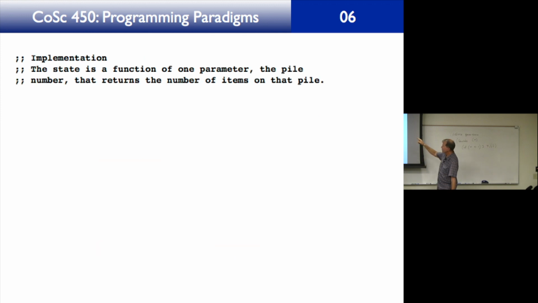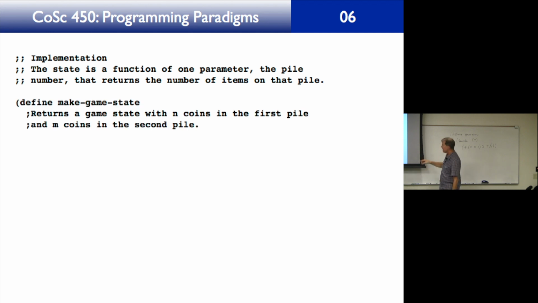The state is a function of one parameter, the pile number, that returns the number of items in that pile. So here, can you tell me? Define make game state. Returns a game state with n coins in the first pile and m coins in the second pile. So now tell me, what is it going to return? A function. But now, what does make game state itself take? M and n. So how many parameters does make game state have? It has 2, right? So here we go. Lambda n and m, right? So those are the parameters of make game state.